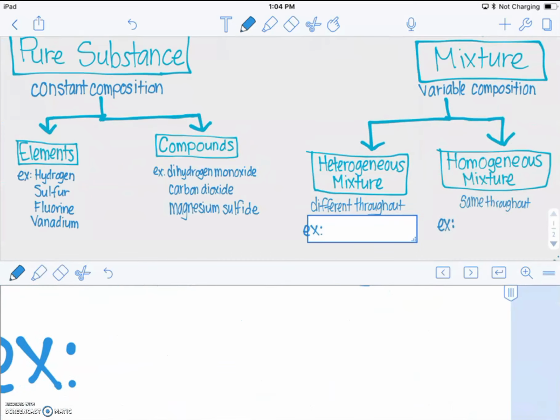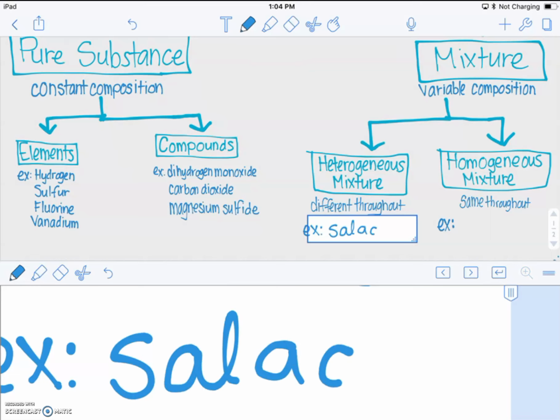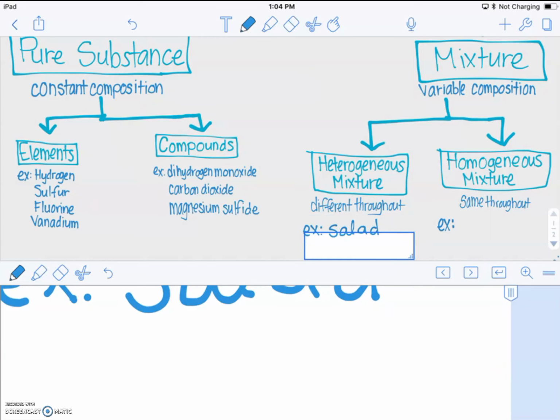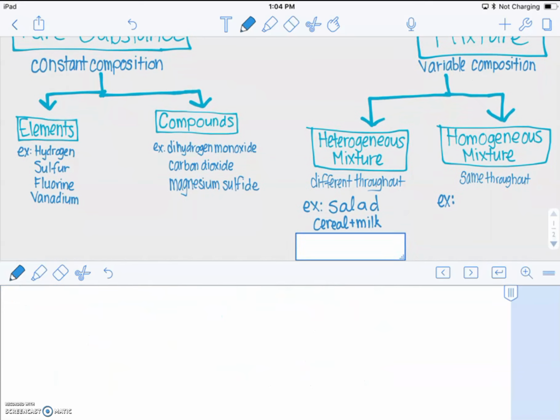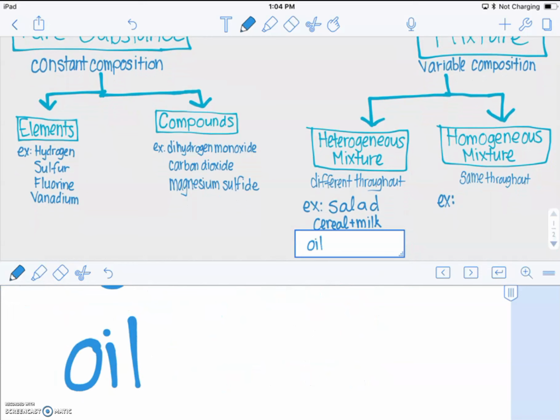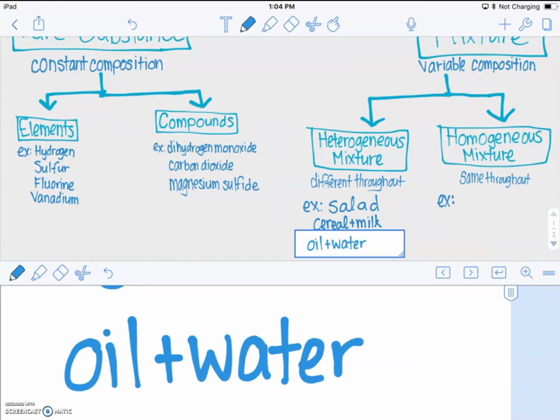So, a common mixture that is different throughout, where you can tell the individual parts of it, would be something like a salad. You do not look at a salad with croutons and cheese in it and say that everything looks the same. That'd be, one, really gross, don't eat that salad, and two, just unrealistic. Another one is cereal and milk. You can definitely tell the difference between what is your cereal and what the milk is. Another basic one that's pretty easy to remember is oil and water, or oil and vinegar. If you mix the two together, the oil easily separates and is very visible in its separation.